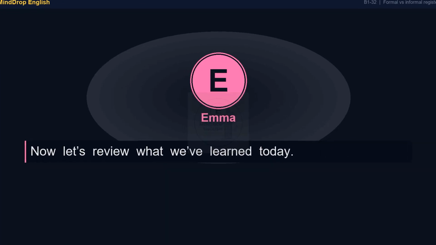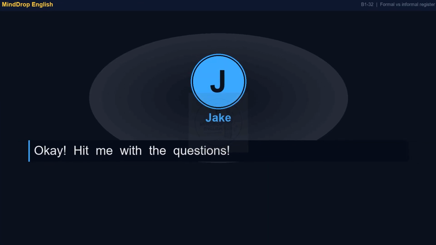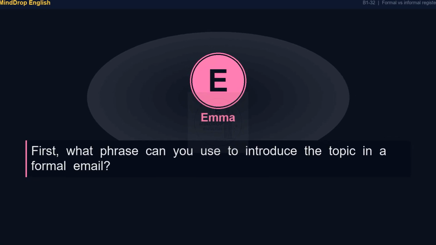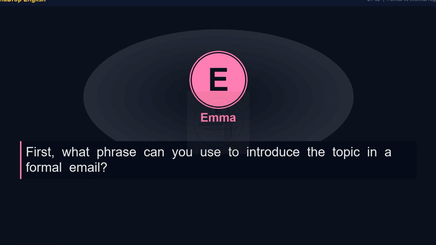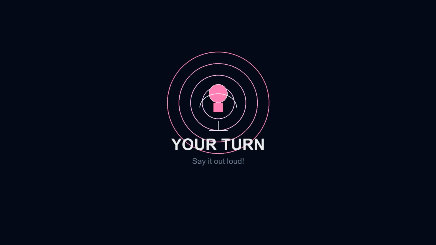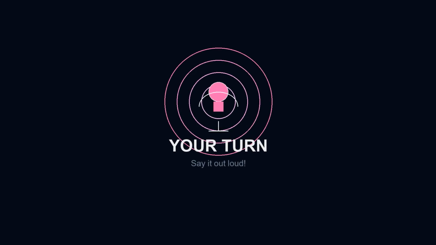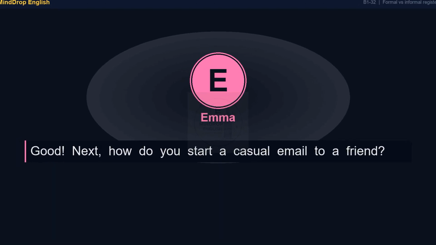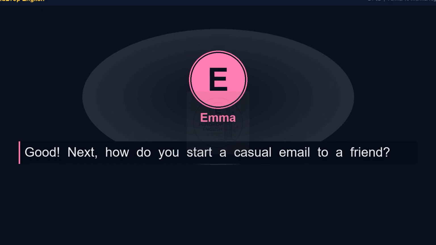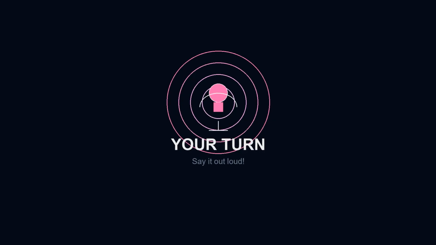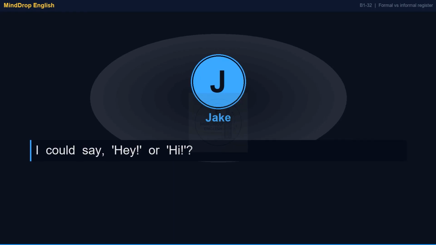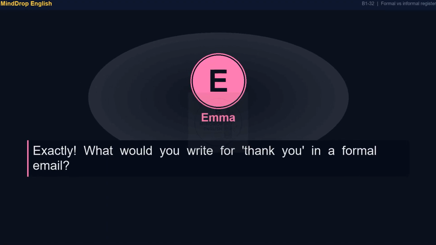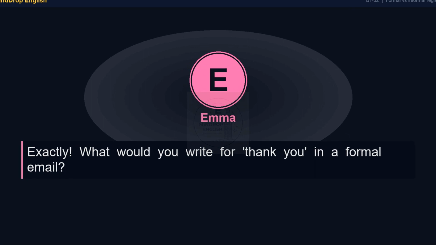Now let's review what we've learned today. Okay, hit me with the questions. First, what phrase can you use to introduce the topic in a formal email? I think it's regarding. Good. Next, how do you start a casual email to a friend? I could say, hey, or hi. Exactly. What would you write for thank you in a formal email?